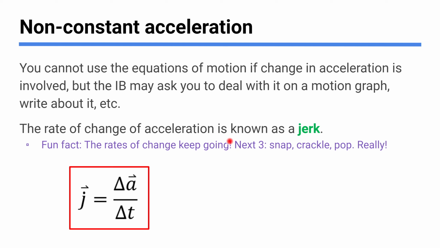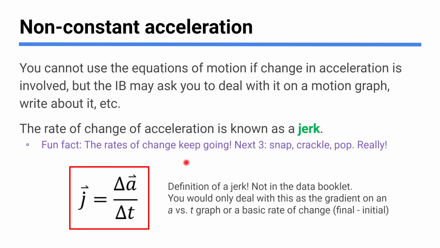So, your rate of change of displacement is called velocity. Your rate of change of velocity is called acceleration. Your rate of change of acceleration is called the jerk. And guess what? You can also do a rate of change of a jerk, and that's a snap. And the next one's crackle, and the next one's pop. That's what they decided to name them. So that's the definition of a jerk.